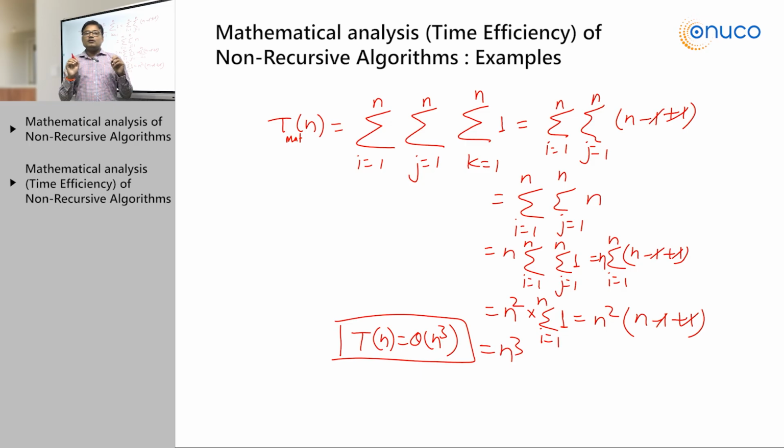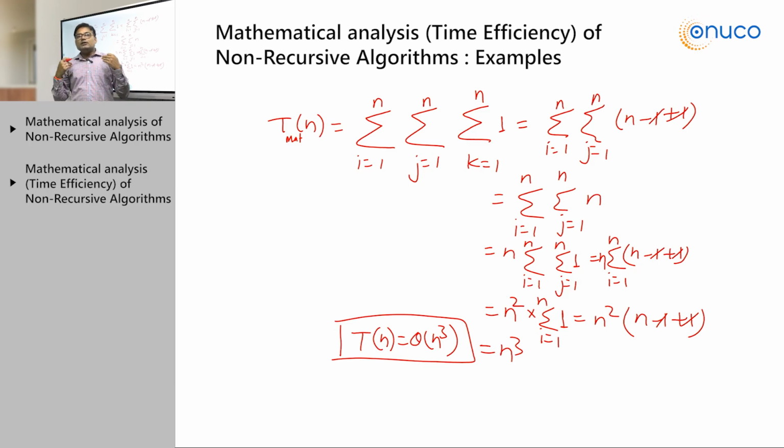Now we can compare. When we used one for loop in a non-recursive algorithm, we got time complexity n. When in the given algorithm we used a nested for loop three times, we got n cube. It means each and every for loop is capable of giving one n if it is in nested form.